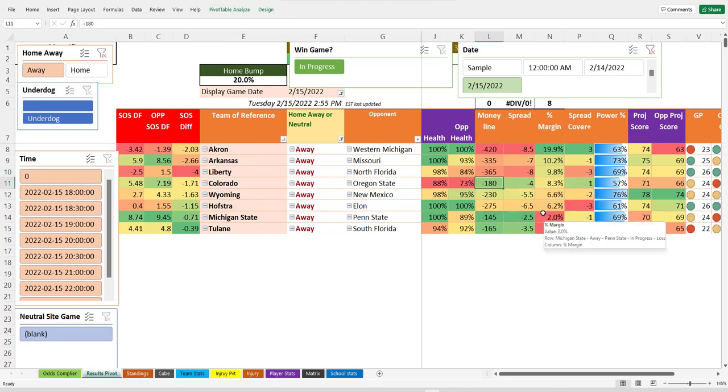Colorado, Oregon State, pretty consistent here. They win this game on the road. Wyoming and New Mexico, same thing. It just lines a little worse. This should be okay with Hofstra and Elon. Michigan State over Penn State because Penn State's hurting. And this is 22% really on the road.